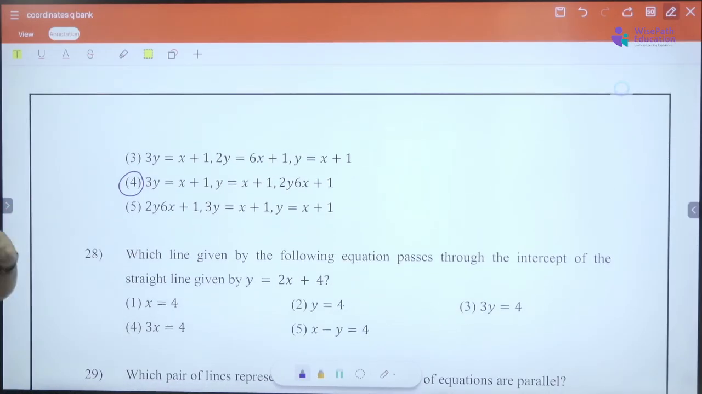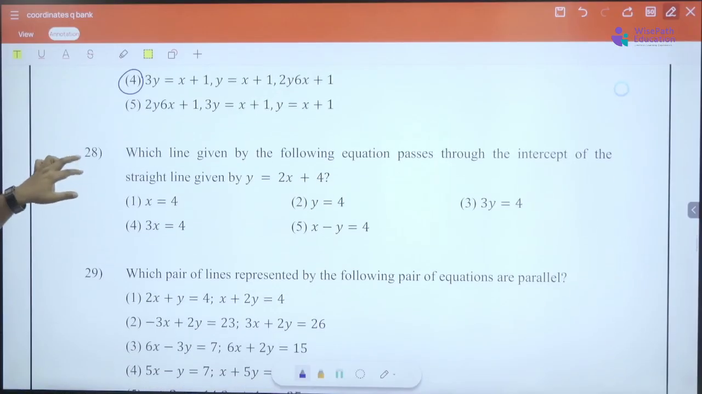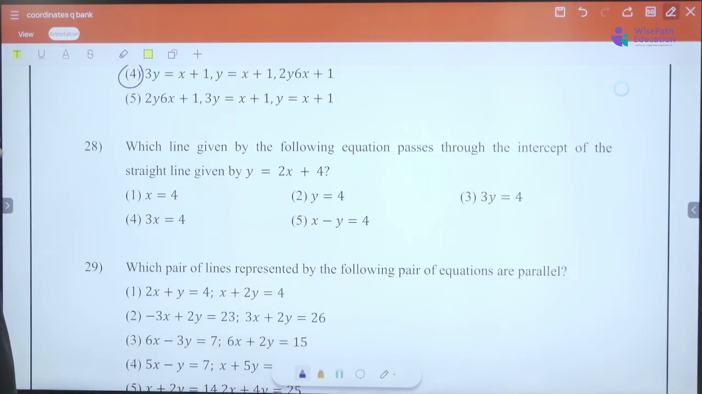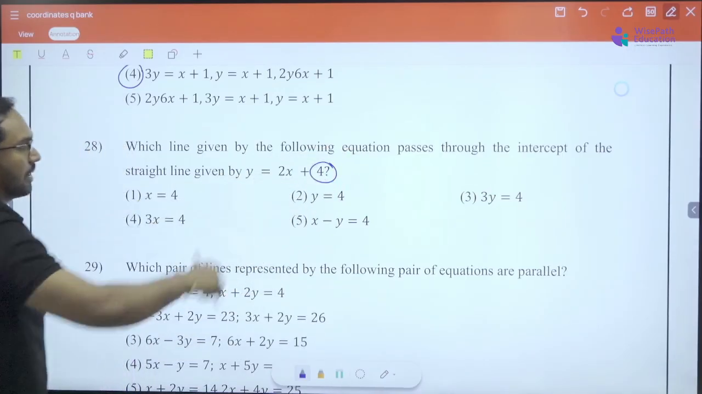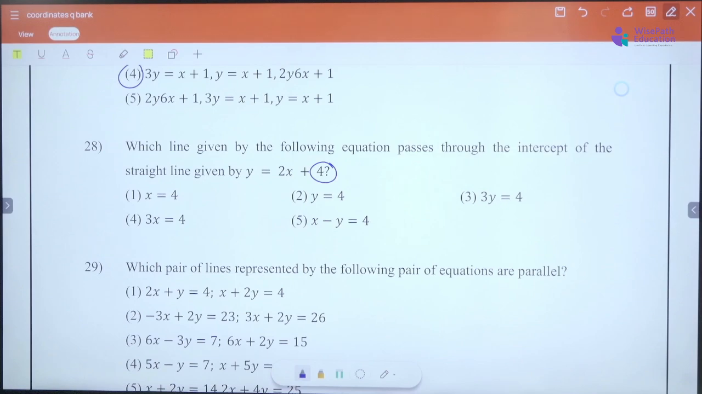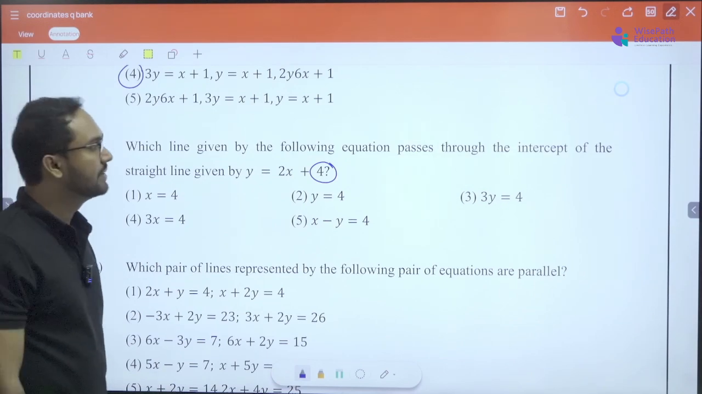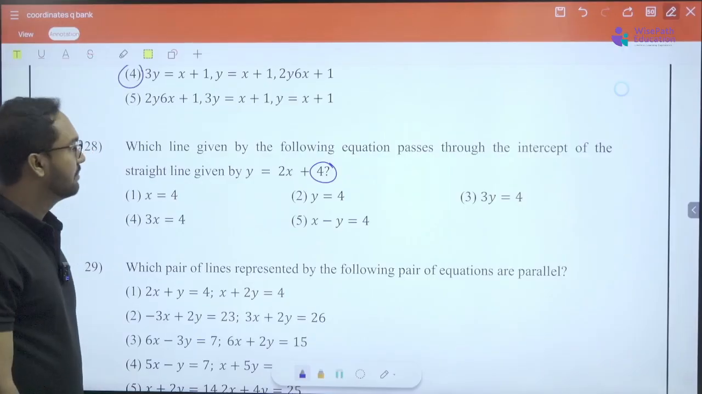28. Which line given by the following equation passes through the intercept of the straight line given by y equals 2x plus 4? Which line given by the following equation passes through the intercept of the straight line given by y equals 2x plus 4?